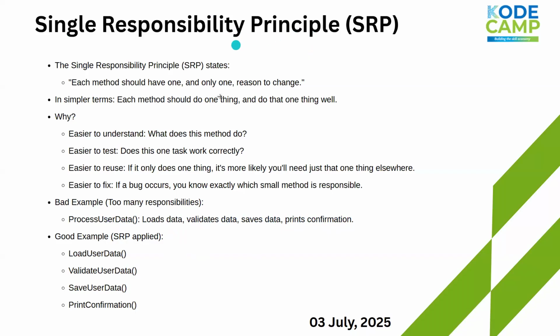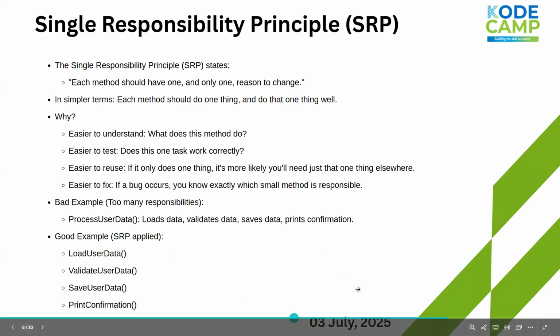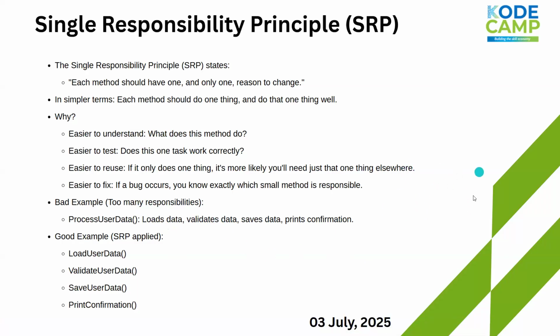So it states that if something like this occurs, it is best to create a method that handles each of them. If I'm having load data, I can create a method called load data, and inside it I'll have all the implementations. For validate data, I can create another method called validate data, then have all the implementations there. Same thing with save data and print confirmation. By doing that, we're following the single responsibility principle that states one method should do one thing.